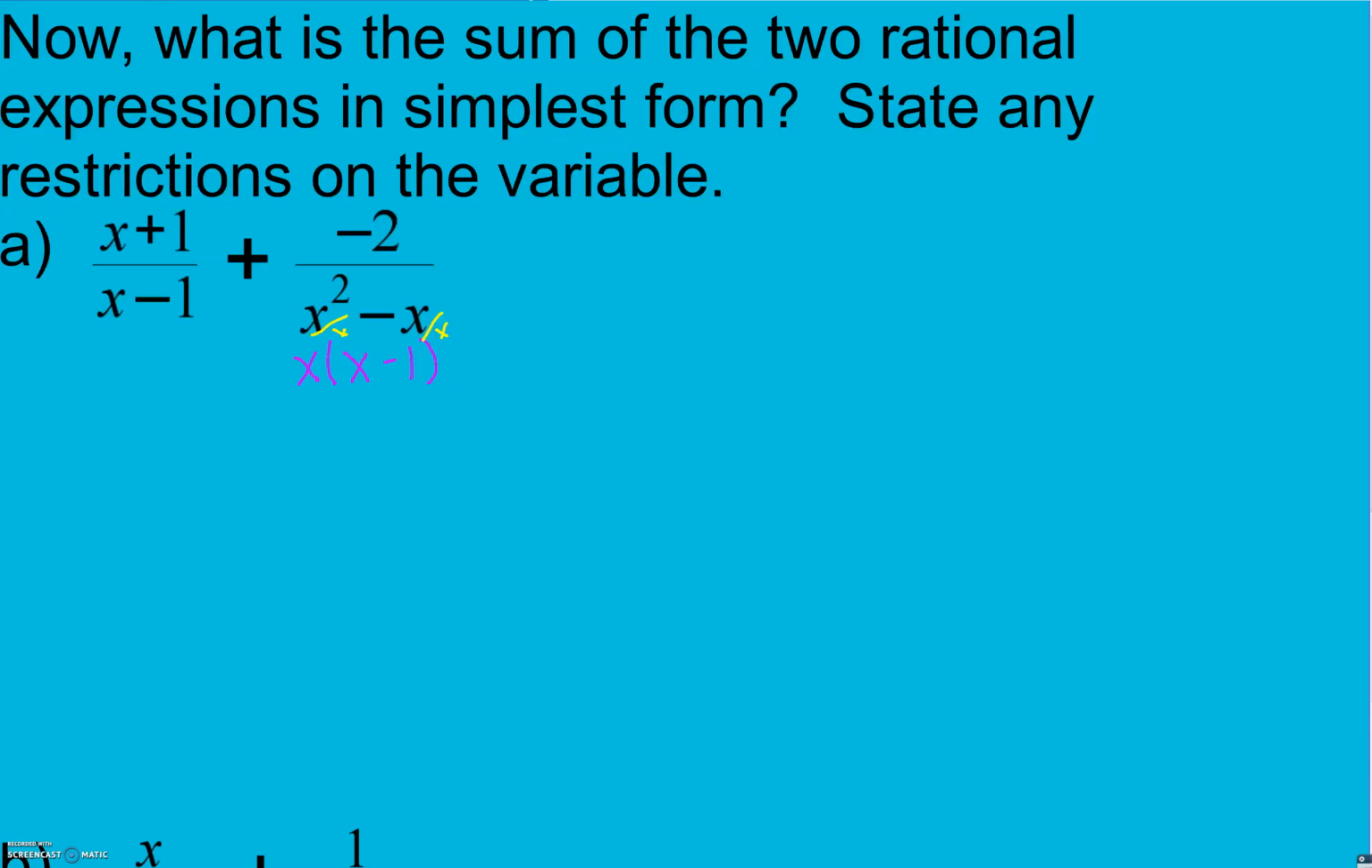Now, to find our least common denominator, we find our least common multiple of our denominators. So, I have x minus 1 from my first fraction. In my second fraction, I have x minus 1 times x. So, my LCD is going to be an x times an x minus 1.